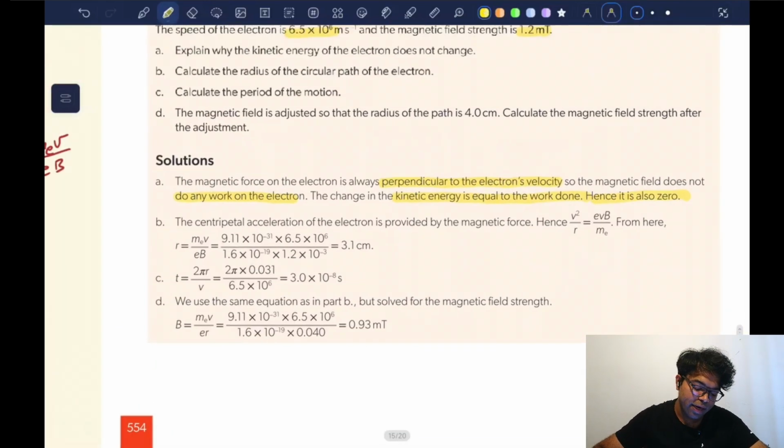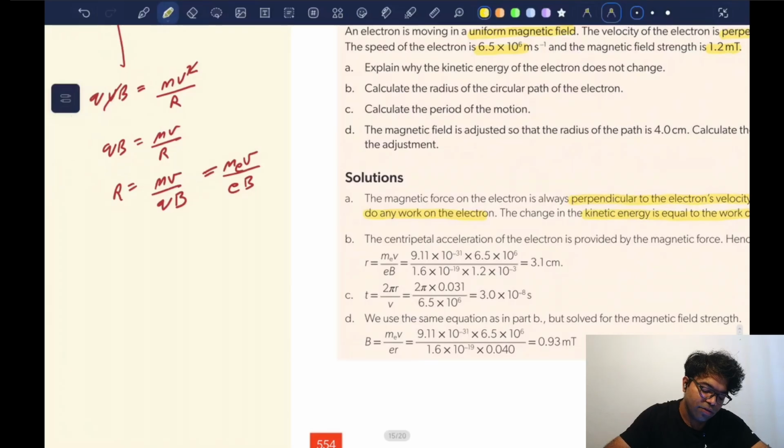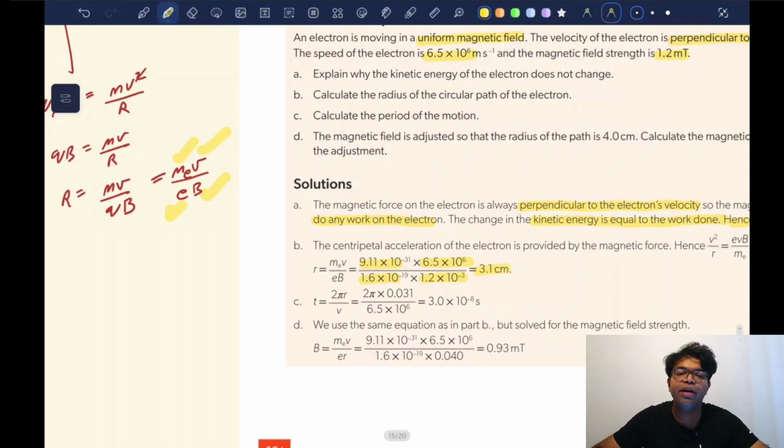Okay, let's move on. Next, calculate the radius of the circular path of the electron. So we know the mass of the electron, we know the velocity of the electron, we know the charge of the electron, we know the magnetic field in which the electron is traveling. Everything is known. So all we have to do is put the values in the formula, and then we will get 3.1 centimeters. Any doubts here?